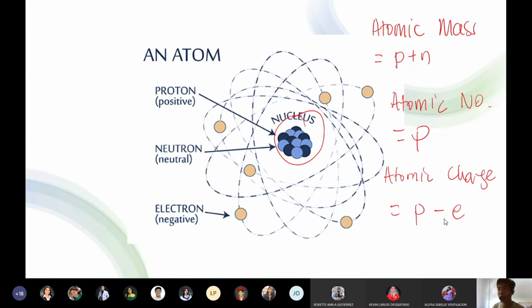So whenever your atom is positively charged, we call that the cation. And if it is negative in charge, pag negatively charged siya, we call that the anion. So yun.